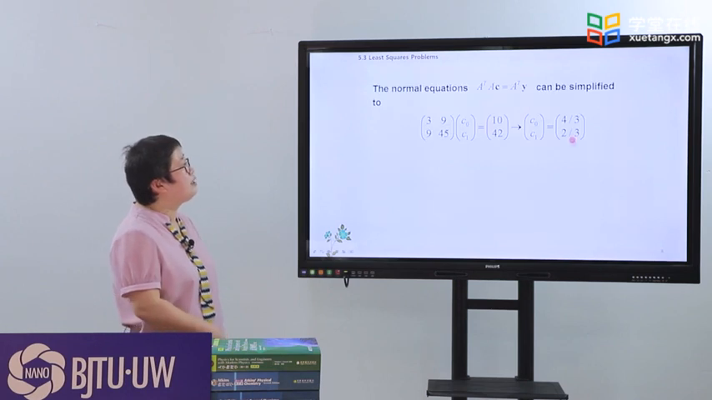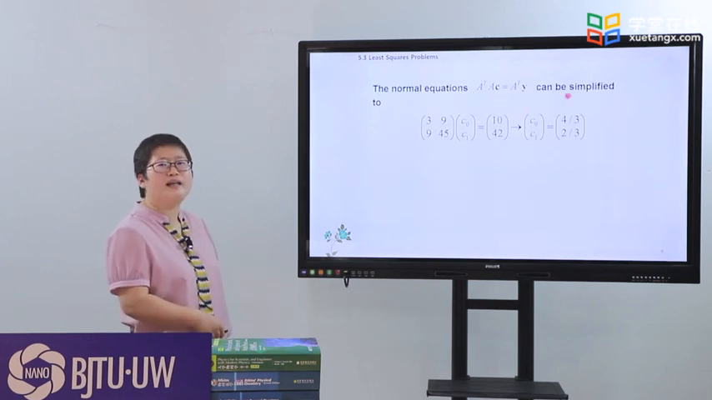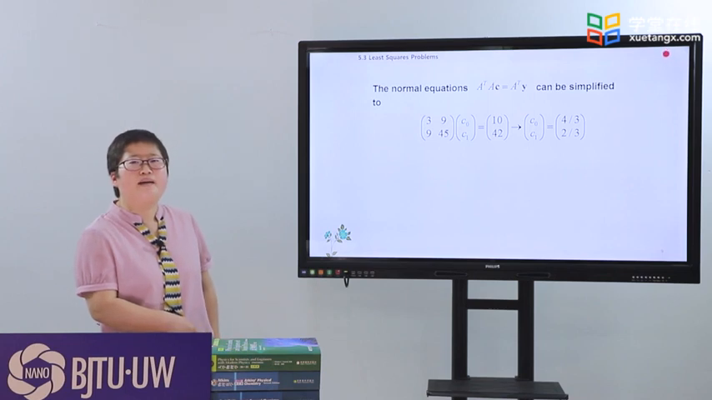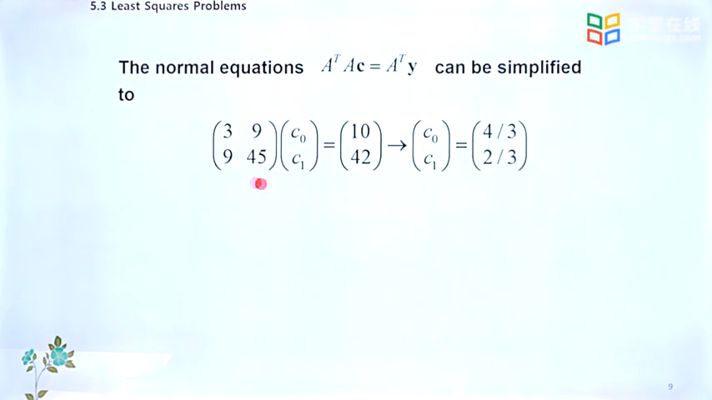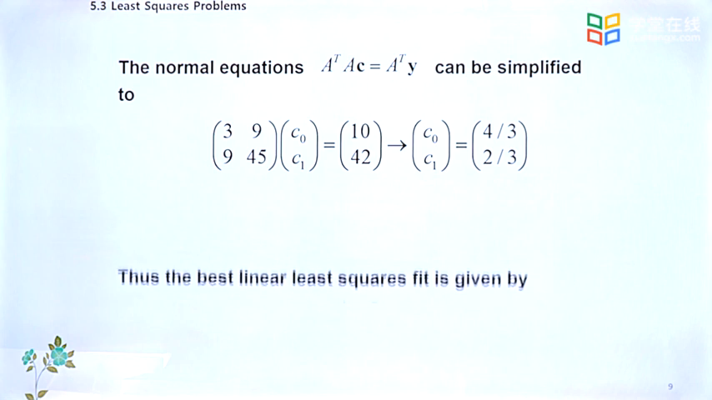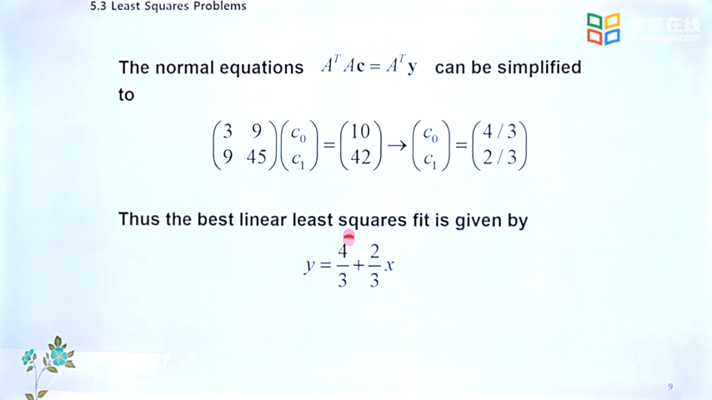So the normal equations A transpose A times C equals A transpose Y can be simplified to this linear system. You compute A transpose A here, and you compute A transpose Y here, 10, 42. And then you can solve for C0, C1, and find these coefficients. Thus, the best linear least squares fit is given by Y equals 4 over 3 plus 2 over 3 times X.